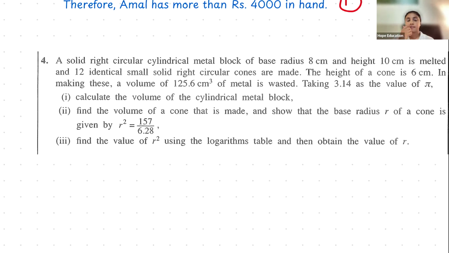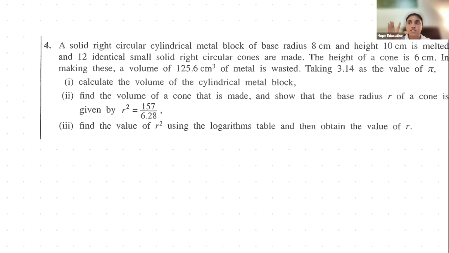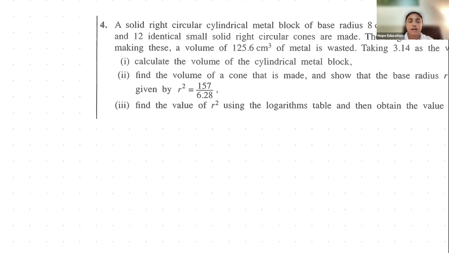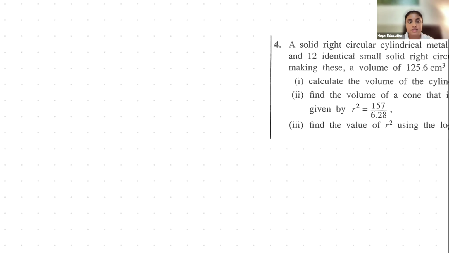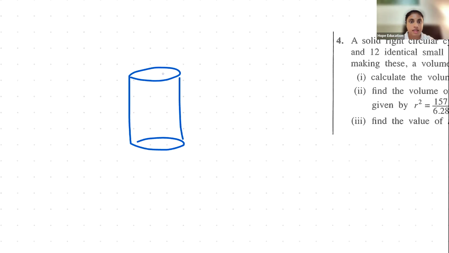Good. Okay. A solid right circular cylindrical metal block. Right circular cylinder. If a question like this doesn't immediately sink in, try to illustrate it. Make it visual, draw a quick sketch. So we have a right circular cylinder, basically a cylinder. Base radius is 8 centimeters and height is 10 centimeters.